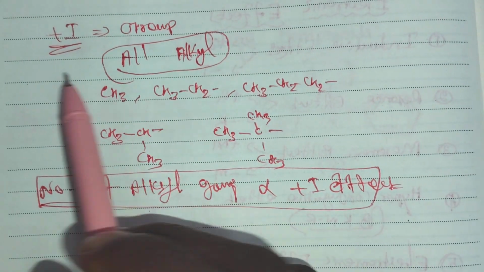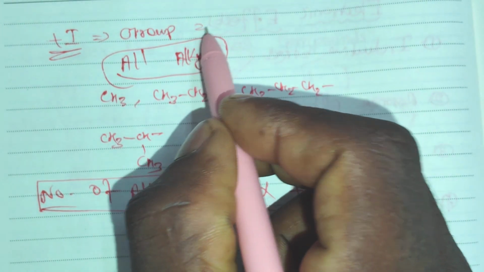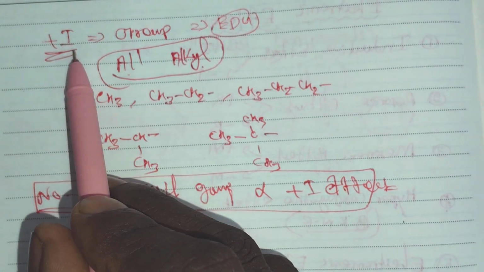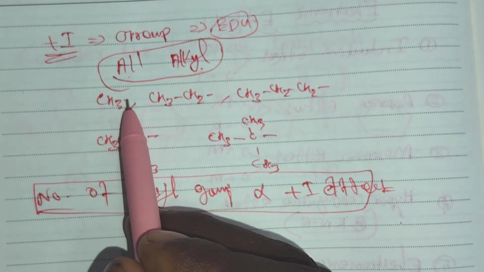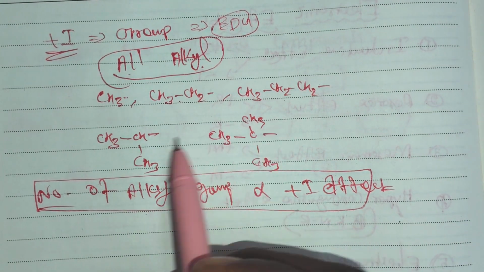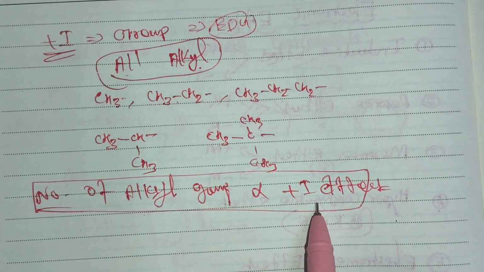See the plus I effect groups. In general, the plus I effect is the category of electron donating groups. In general, all alkyl groups are plus I groups, such as electron donating groups: methyl, ethyl, propyl, isopropyl, tertiary butyl. As the number of alkyl groups increases, the plus I effect also increases.